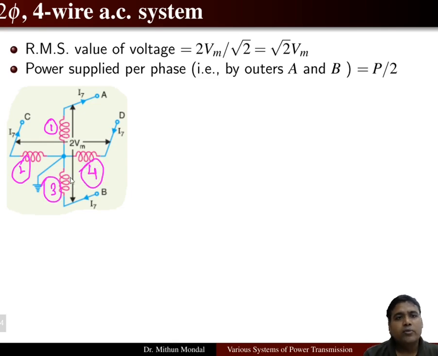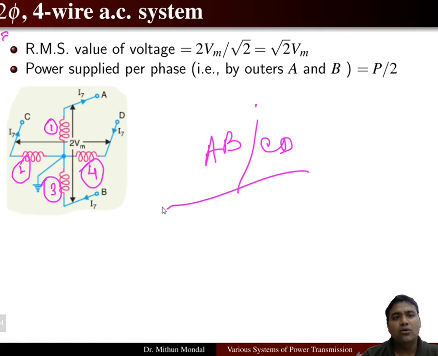And how many phases are there? 2 phase. So you are basically taking the 2 phases from this. What are the phases you have? You can have phase AB or CD. So these are the 2 phases that you can take out, AB or CD. Where is A? A is here. A, B, C and D.